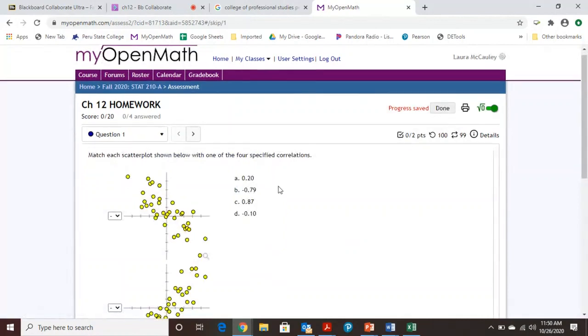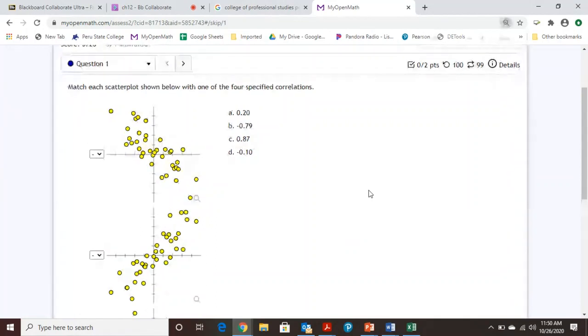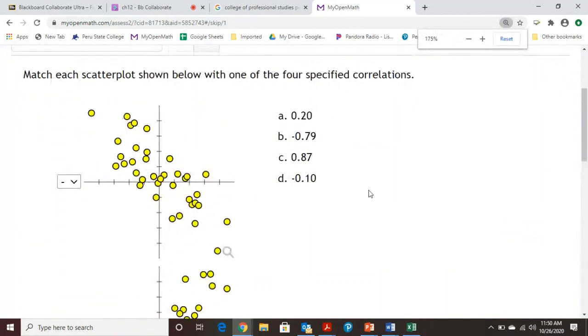All right, there's only 4 questions. So this first one says match each scatter plot shown below with one of the 4 specified correlations. So the r's that we're choosing from here are, I can make it bigger, here are our r's. Okay, so we have a 0.2, a negative 0.79, a 0.87, and a negative 0.10.